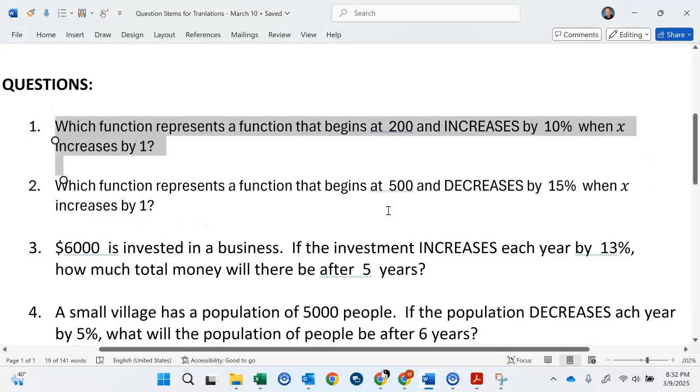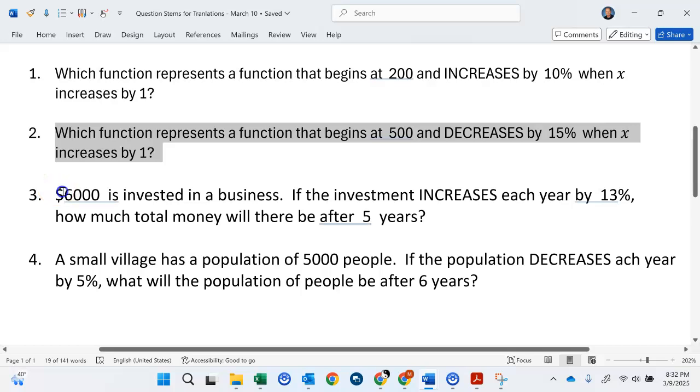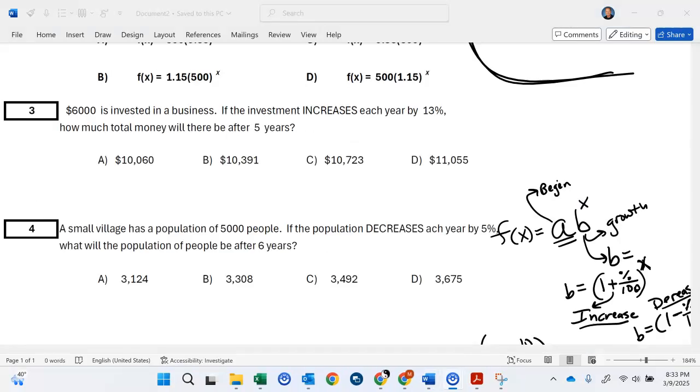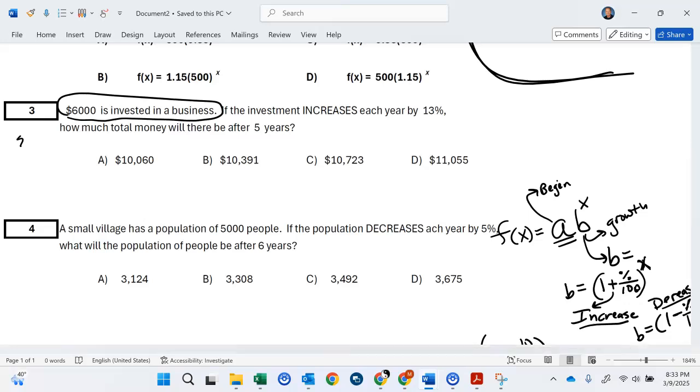Number 3, we're going to actually use, so everybody please read the question set for number 3. You should have read it for number 2, right? But now let's read it for number 3, okay? Please translate this to make sure you got it. Okay, so number 3 is saying that $6,000 is invested in a business. So that right there is what we're starting with. And then the investment increases each year by 13%.